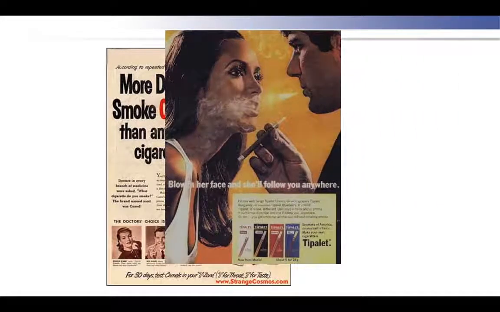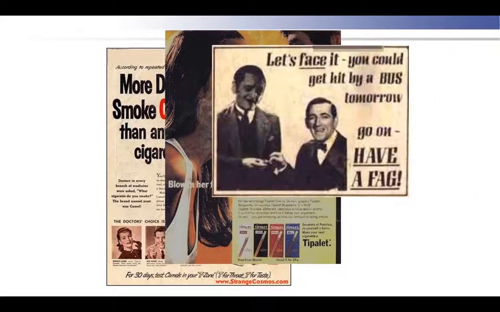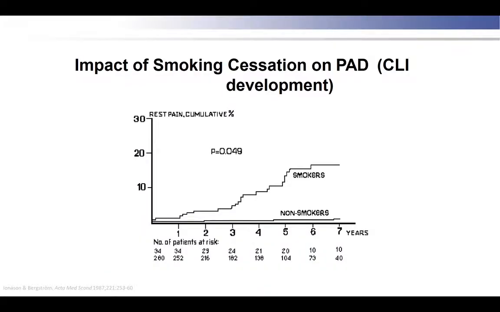So, in fact, you mustn't blame your patients, because this is a type of advertising that they were subjected to when they were very vulnerable. And of course, you can encourage them to stop smoking, and here you can see smokers continuing to smoke and smokers who've given up, and the development of critical limb ischemia is attenuated. So giving up is definitely good.